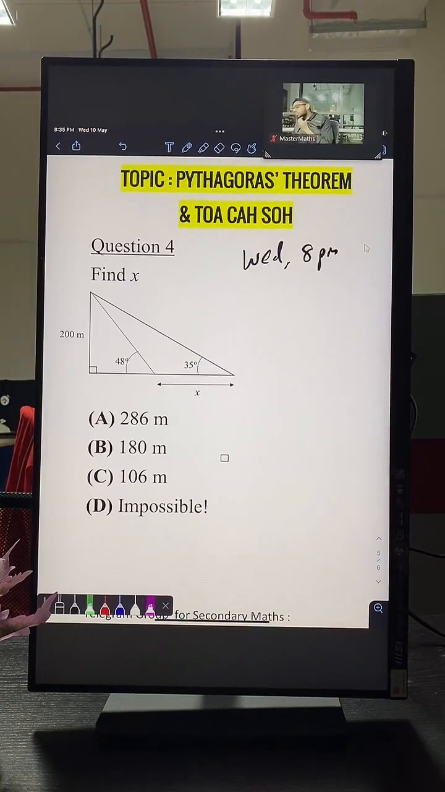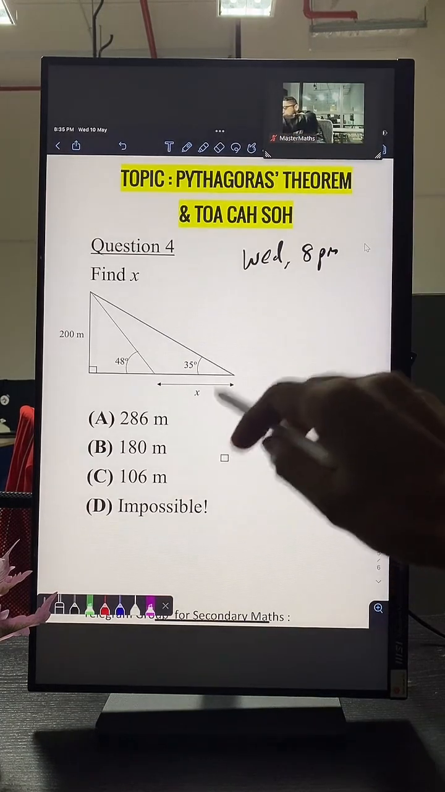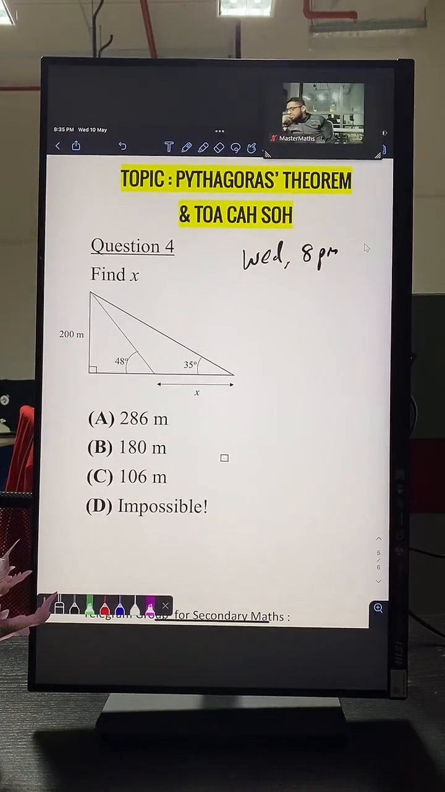Okay, what is the answer for this? Guys, how to find X for this particular question? Over here. Some of you say the answer is D. D means impossible. Alright, is it really impossible? Alu Salu gave the steps already.